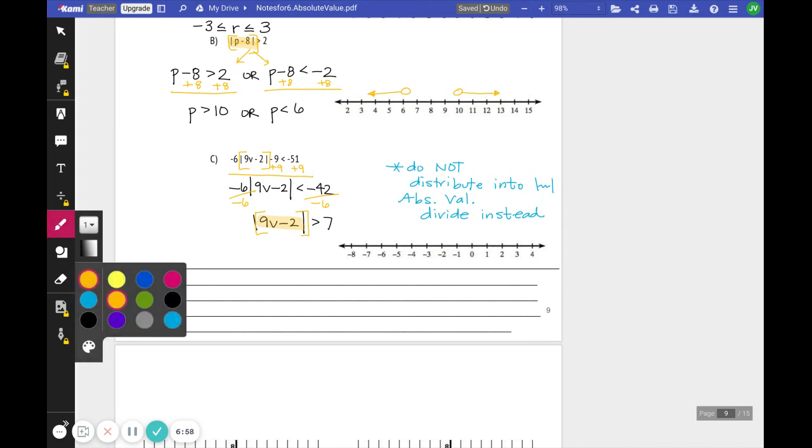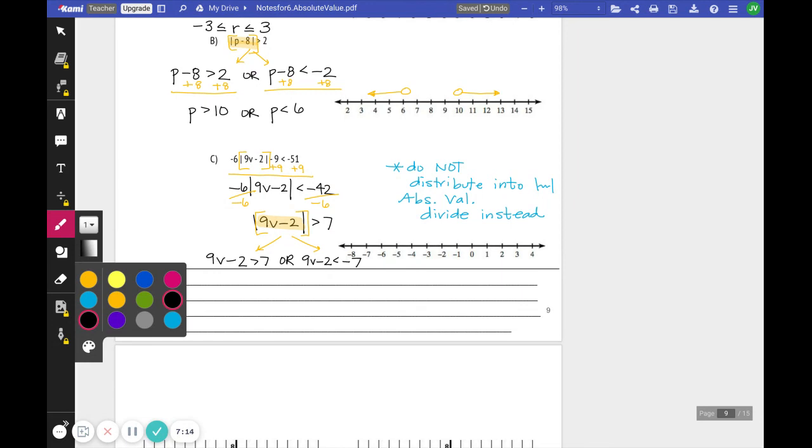When we unlock it, 9v minus 2 is greater than 7. 9v minus 2 is less than -7. This became an "or" problem, and we could continue solving it, but I'm going to pause us.